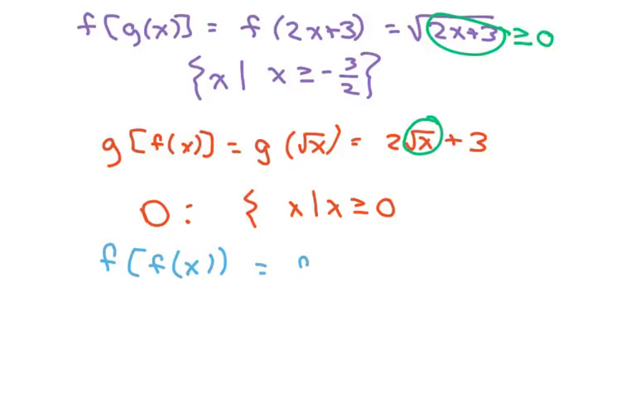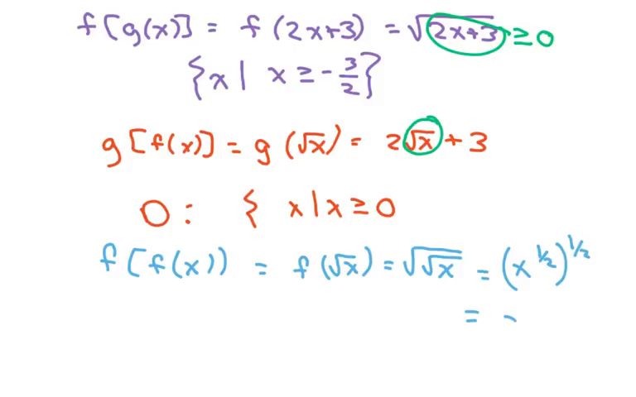So that's just going to be f of the square root of x, which equals the square root of the square root of x. And if you want to rewrite this, we could rewrite this as x to the 1/2, I'm doing the inner part, x to the 1/2 raised to the 1/2 power. And that's going to be x to the 1/4, which just means that's the 4th root of x. So again, this one's just going to be the domain: all real numbers such that x has to be greater than or equal to 0.